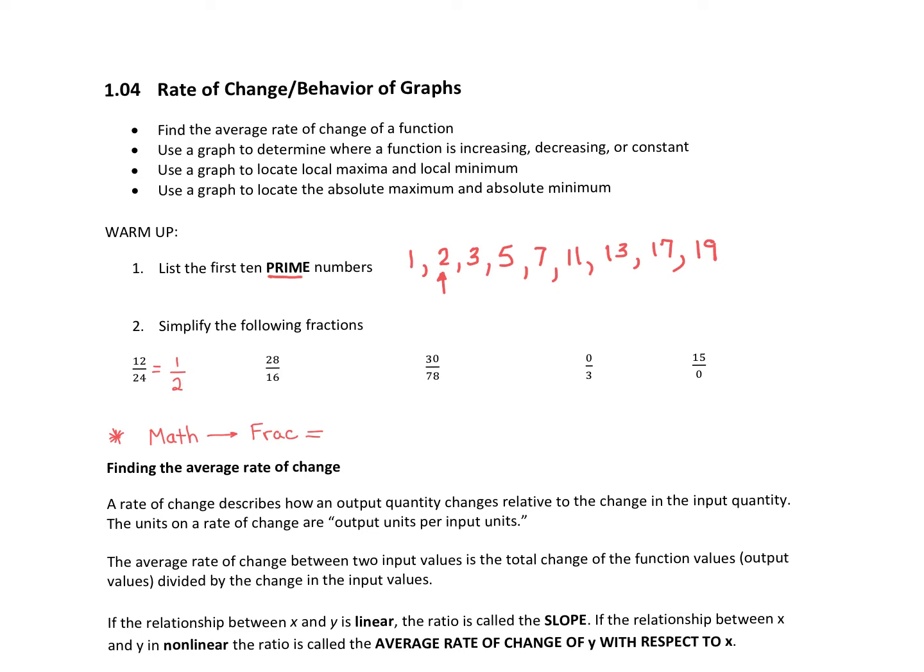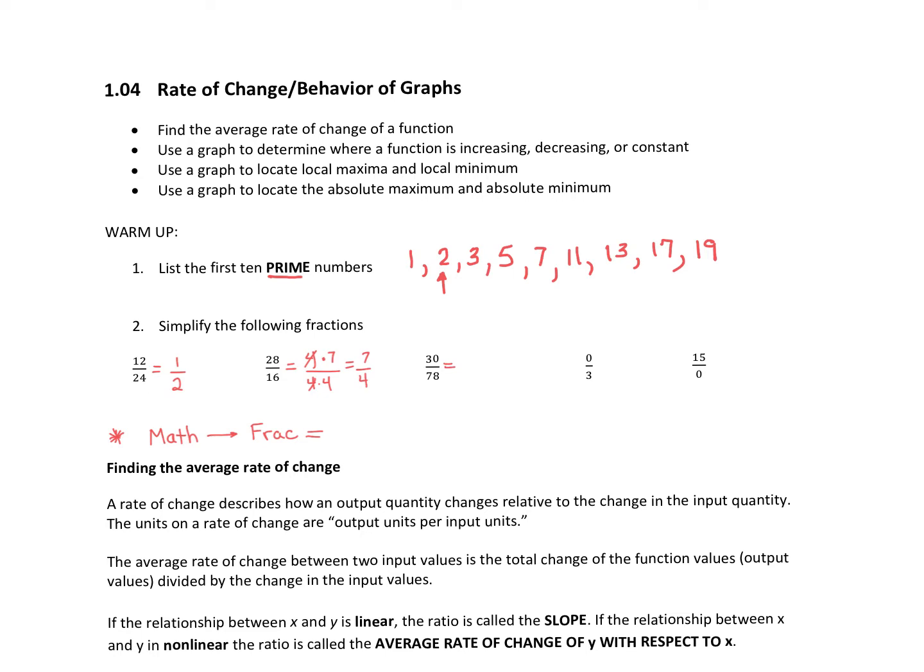So 28 over 16, these are both divisible by 4. It's 4 times 7 and 4 times 4. So we would get 7 quarters. In algebra and higher mathematics, we're not going to write that as 1 3/4. We're going to leave it as an improper fraction, 7 over 4.